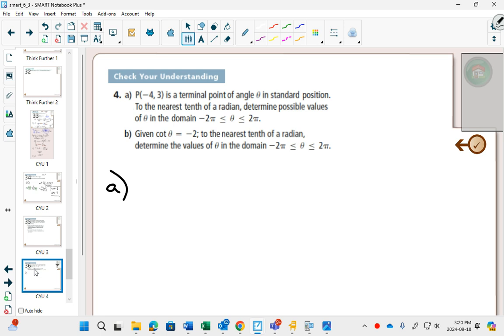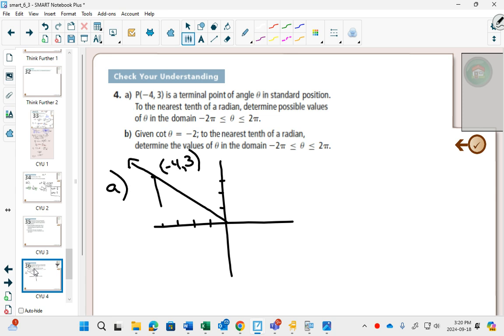So look at this question. (-4, 3) is a terminal point of angle theta. We did this before. What did we do? We drew 1, 2, 3, 4, 1, 2, 3. I have that point. (-4, 3) is right there. I draw a triangle back to the nearest x-axis so that I have a reference angle. Once I have that reference angle, I already know this length is 4 and this length is 3. One of my favorite right angle triangles because all the numbers are nice. 3, 4, 5. Pythagorean triplet.